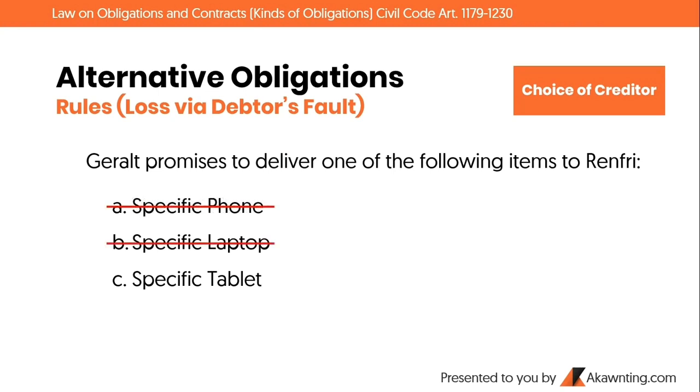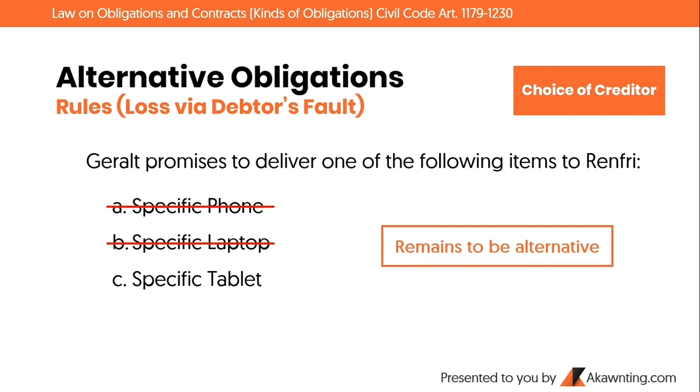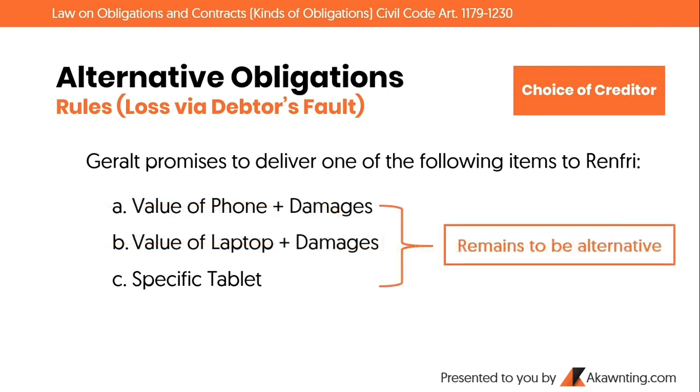Okay, what if, yun nga, nawala yung dalawa via debtor's fault and yun nga, naiwan na lang si specific tablet. Kung maalala nyo, ang rule dito, kapag choice ni debtor, automatically magiging simple na lang siya kasi isa na lang yung pagpipilian. Pero in this case, okay, tatlo pa rin yung pagpipilian ni creditor. Bakit? Yun nga, kapag siya ang pumipili, pwede niya pa rin piliin yung mga nawala. Okay? Pero, syempre, hindi niya i-demand yung mismong specific thing na yon, kundi yung value lang. Okay? Value of the phone plus damages or value of the laptop plus damages. Pero if the creditor happens to choose the specific tablet, hindi pwedeng maningil ng damages kasi hindi naman nawala yung specific tablet. Okay? So, ganun lang po yun.